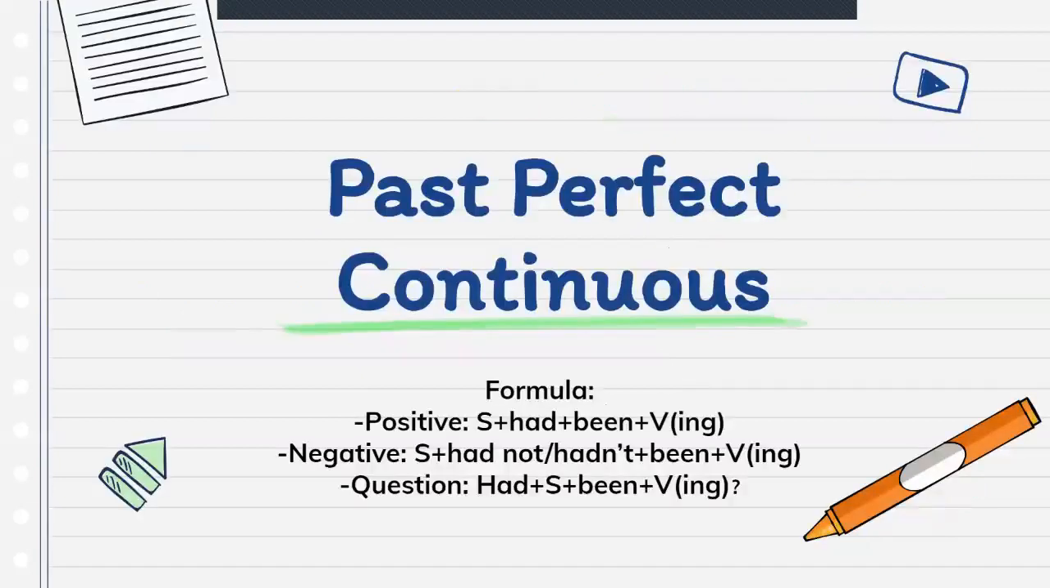And for the next one, we have past perfect continuous. The formula for past perfect continuous, for the positive one, we use subject plus had plus been plus verb ing. For the negative, we use subject plus had not plus been plus verb ing. And for the question, we use had plus subject plus been plus verb ing.